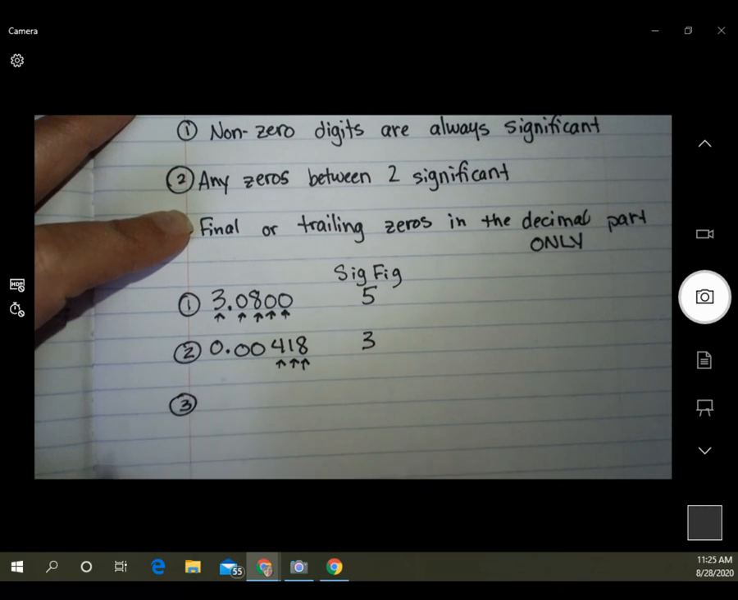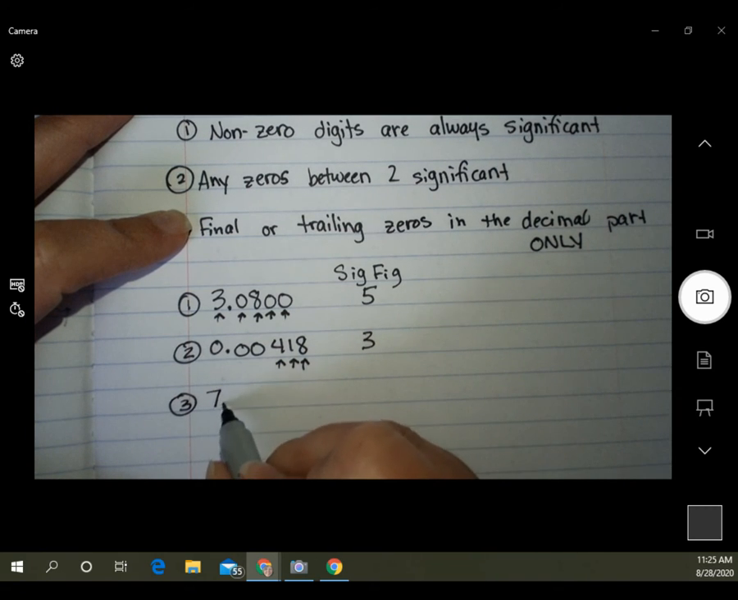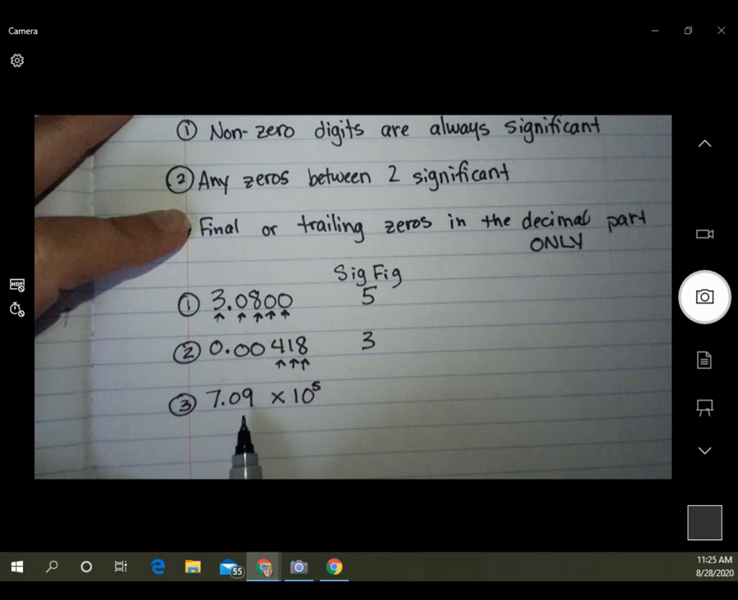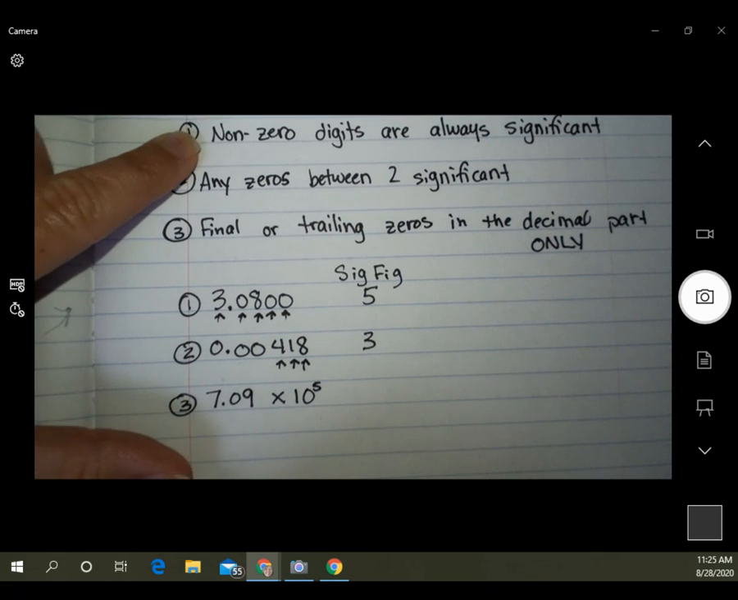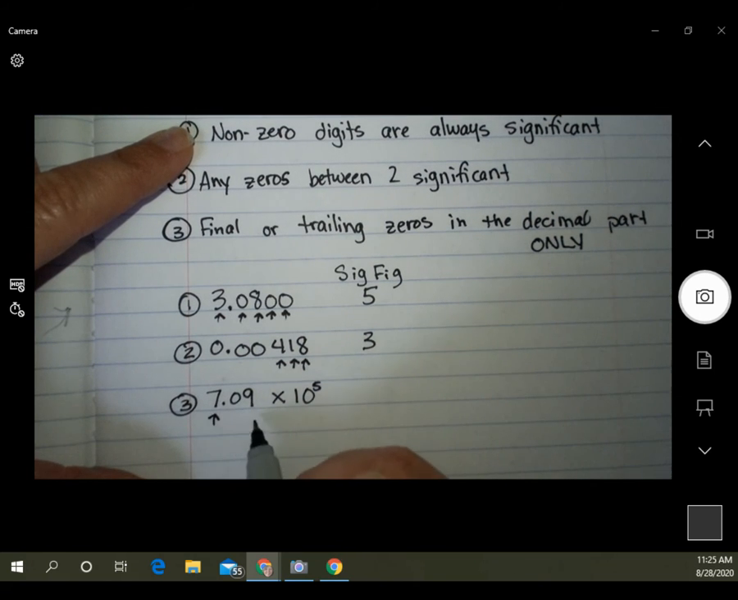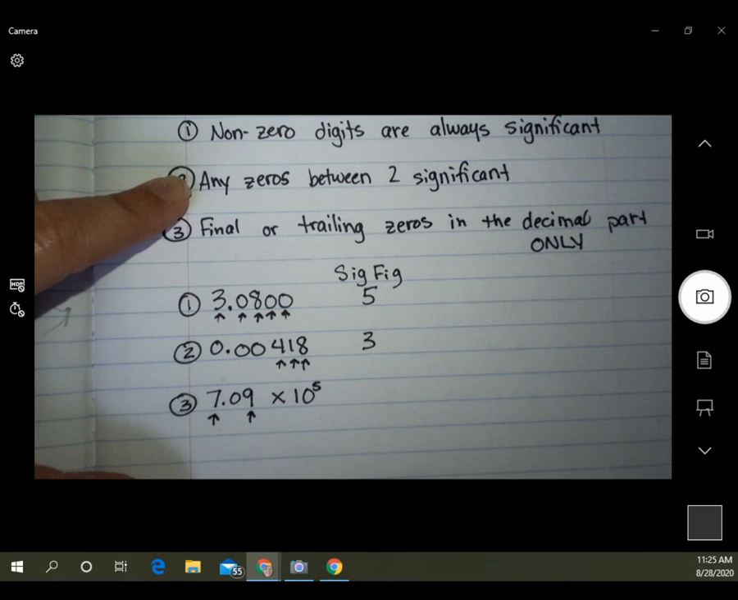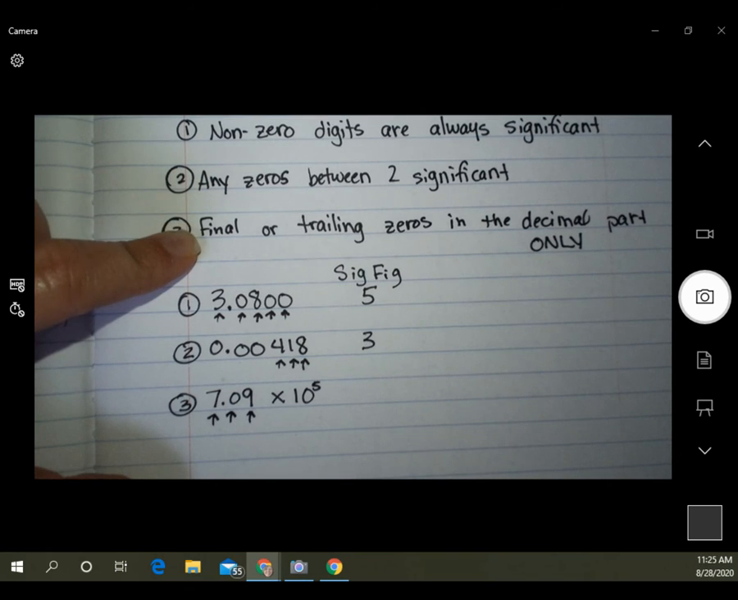All right, let's look at another one. This third one is a scientific notation number, 7.09 times 10 to the 5th. For scientific notation numbers, you just have to look at the first factor, and the first factor here is 7.09. So we go back to our rules. Non-zero digits are always significant. 7, 9. Any zeros between two non-zero digits or between two significant numbers are significant. And then final or trailing zeros in the decimal part. Well, here's my decimal point. I don't have any trailing zeros, so I only have 3 significant digits.